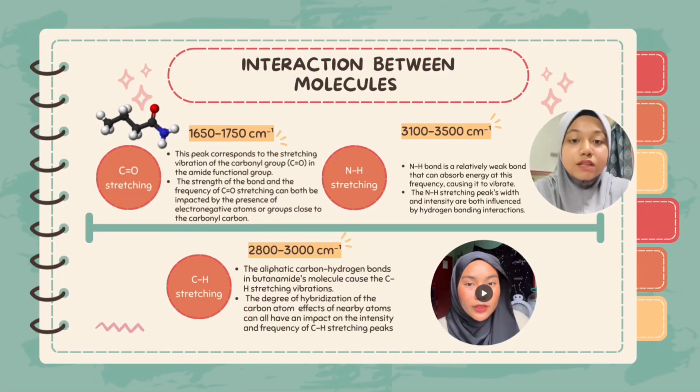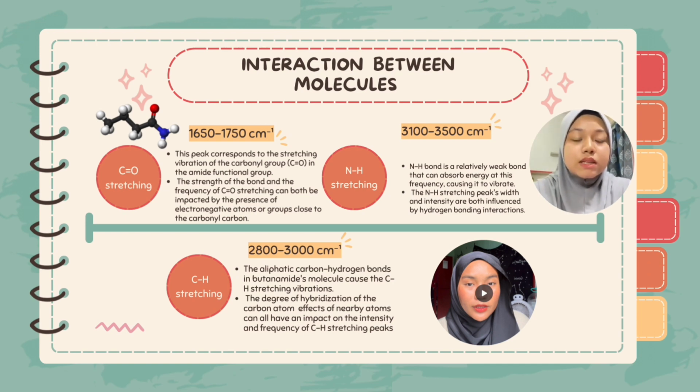The explanation of the key features that might be observed in the IR spectrum of butanamide. First is amide C=O stretching. The most prominent peak in the IR spectrum of butanamide appears in the range of 1650 to 1750 cm-1.